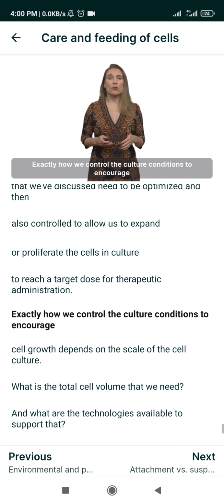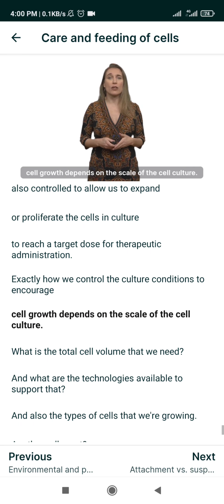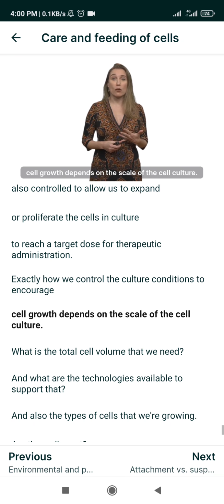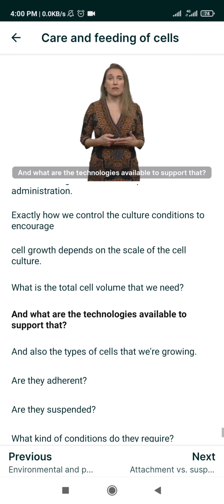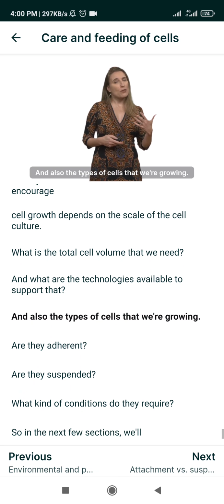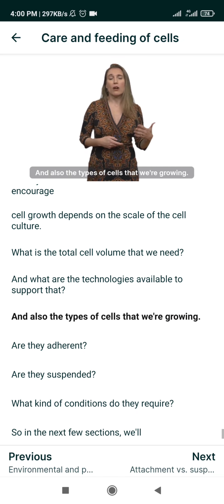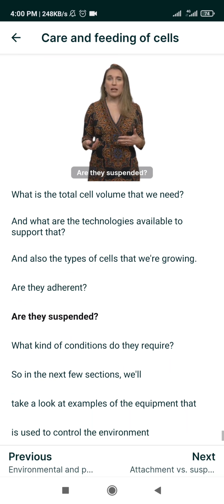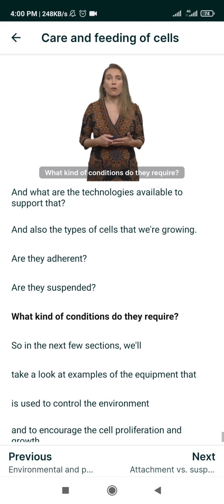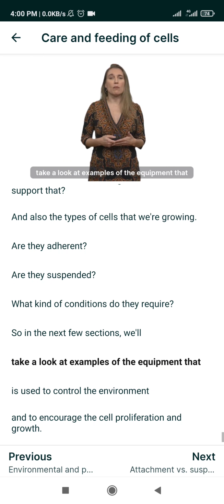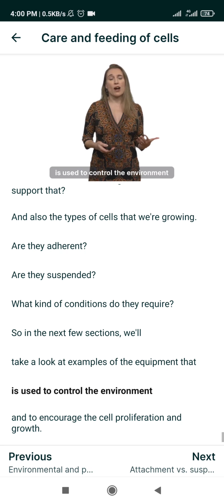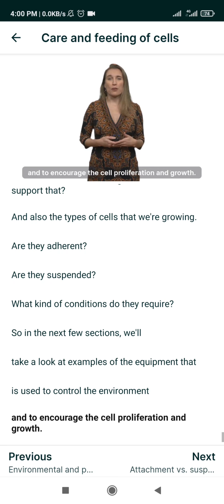Exactly how we control the culture conditions to encourage cell growth depends on the scale of the cell culture, what is the total cell volume that we need, and what are the technologies available to support that, and also the types of cells that we're growing. Are they adherent? Are they suspended? What kind of conditions do they require? So in the next few sections, we'll take a look at examples of the equipment that is used to control the environment and to encourage the cell proliferation and growth.